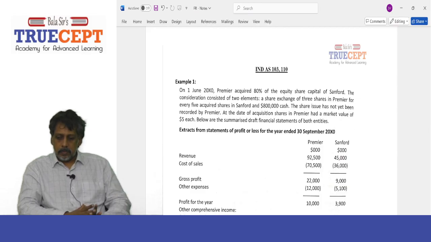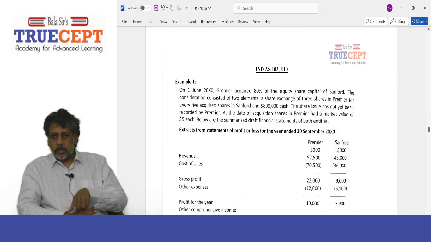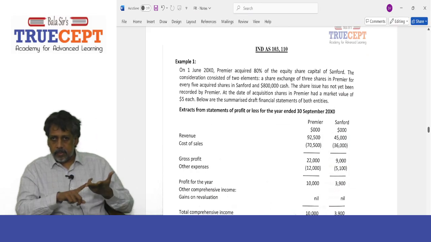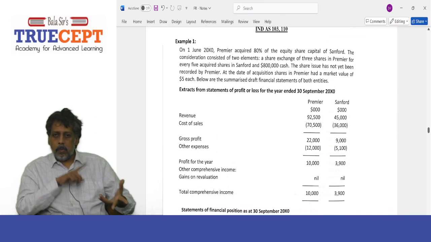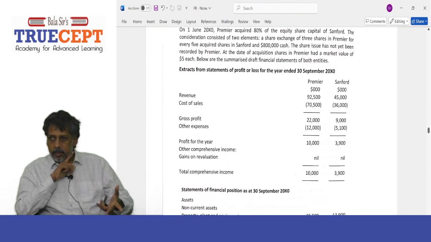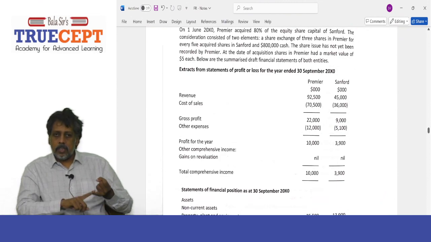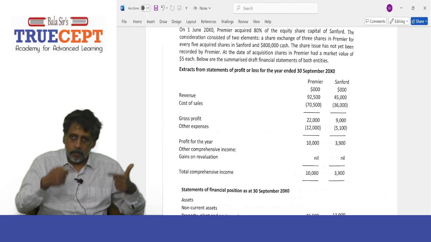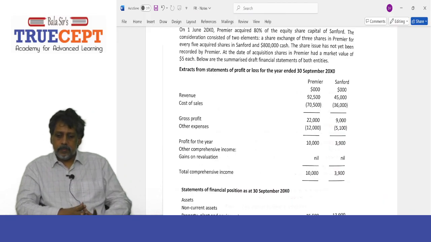Next. At the date of acquisition, shares in Premier had a market value of $5 each. Below are the summarized draft financial statements of both entities. They have given the market value of 1 share in my company because for you to calculate the purchase consideration, remember I'm offering 3 shares for every 5 shares. Those 3 shares offered will be valued at $5 each, being the fair value of my company shares.